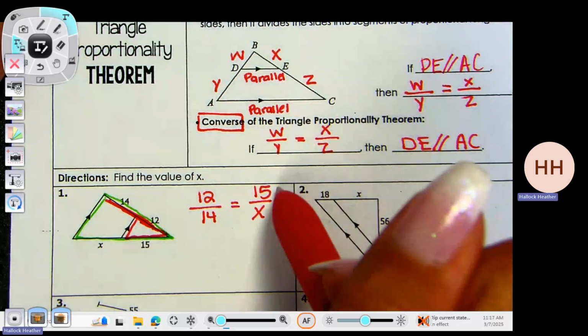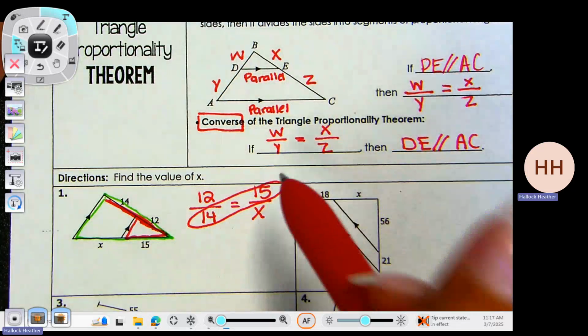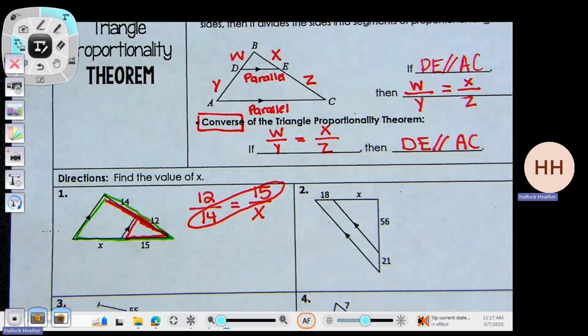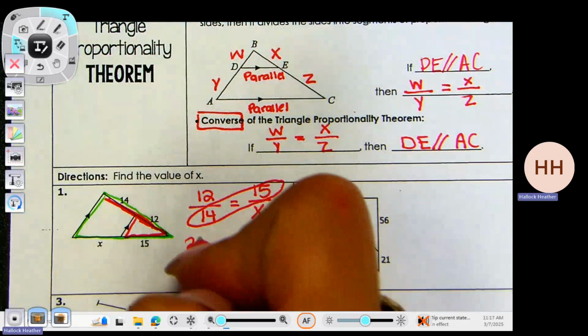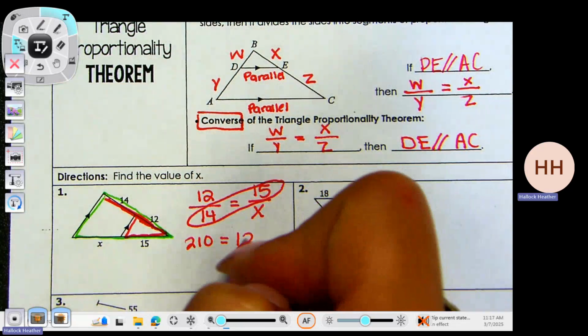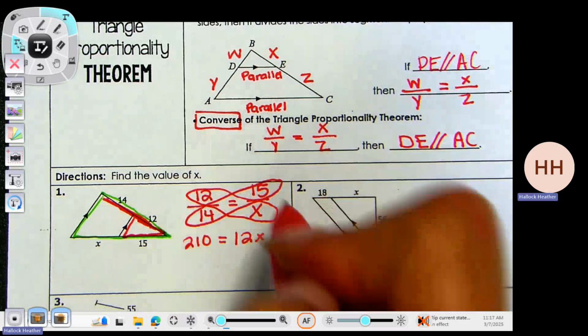So today's is very nice. You'll realize that you're gonna fly through these. So if you do 14 times 15, you get 210. X times 12 is just 12x. So if I divide, what do I get?